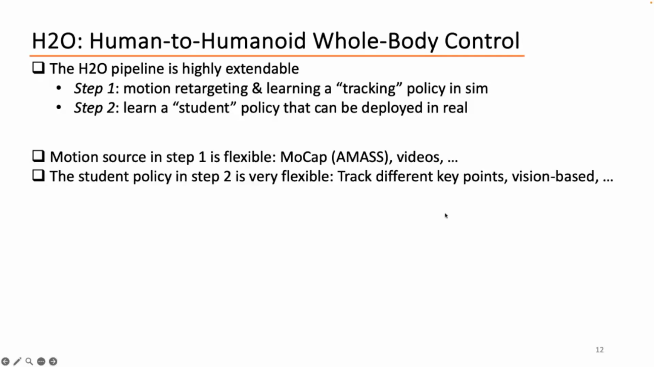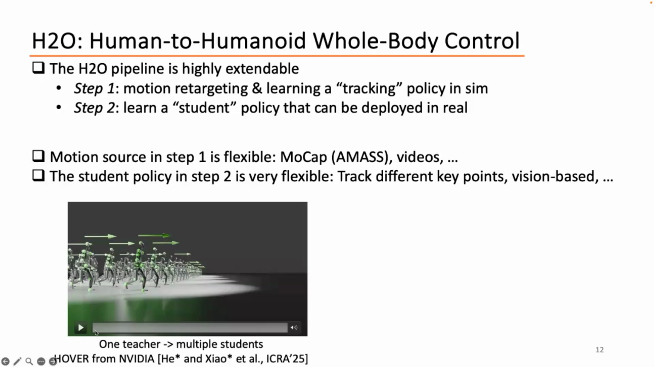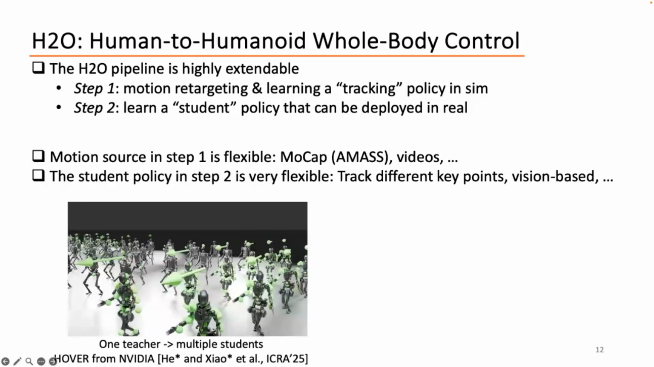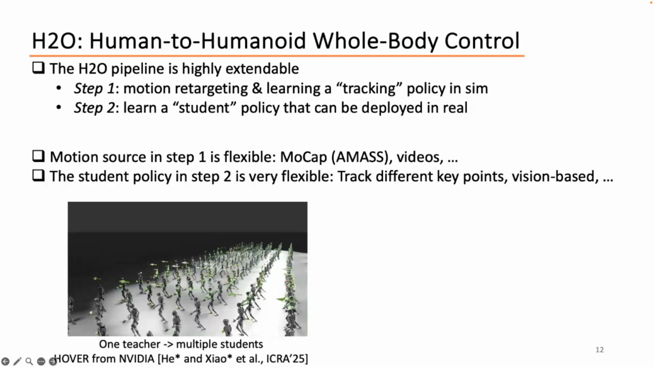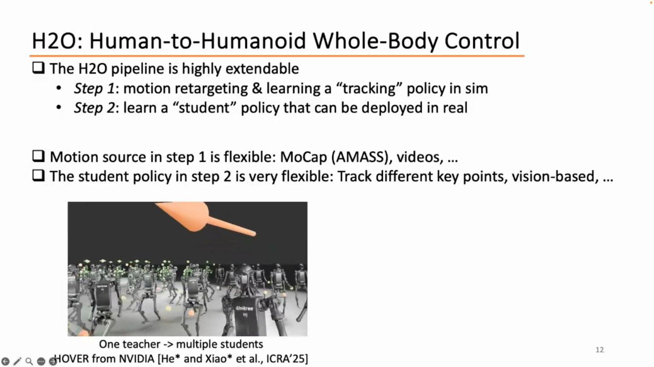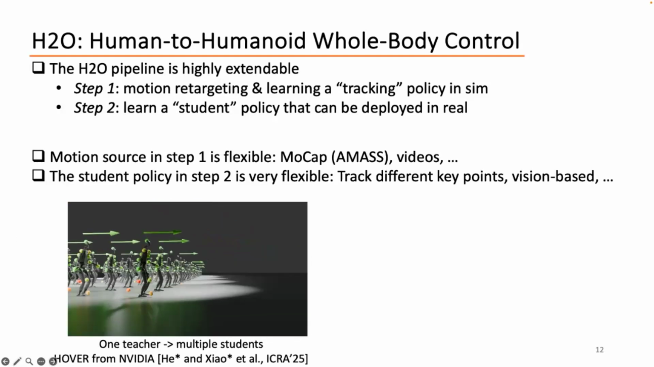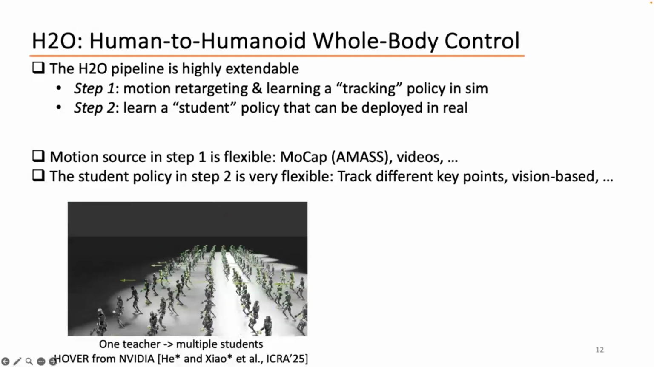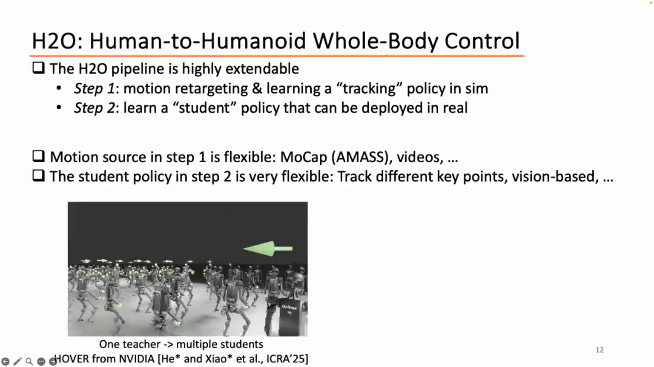Just want to give you 2 examples of follow-up work. This is a framework called HOVER from NVIDIA. They actually changed step 2. This video is a little bit scary, but it's also very cool. Each humanoid in this video corresponds to a different student policy. They learn many different students from one strong teacher. Some students are tracking joint angles, some students are tracking kinematic pose, some students are tracking just center of mass.